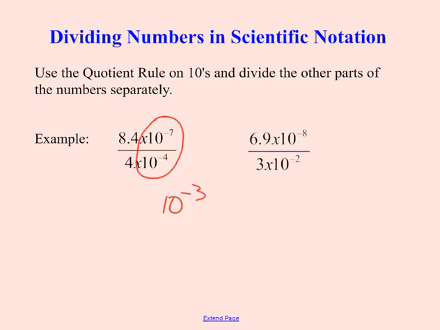All right, next we have to do 8.4 divided by 4. Well, 4 goes into 8 twice, and 4 goes into 4 once, 2.1. So we should have 2.1 times 10 to the negative 3rd.